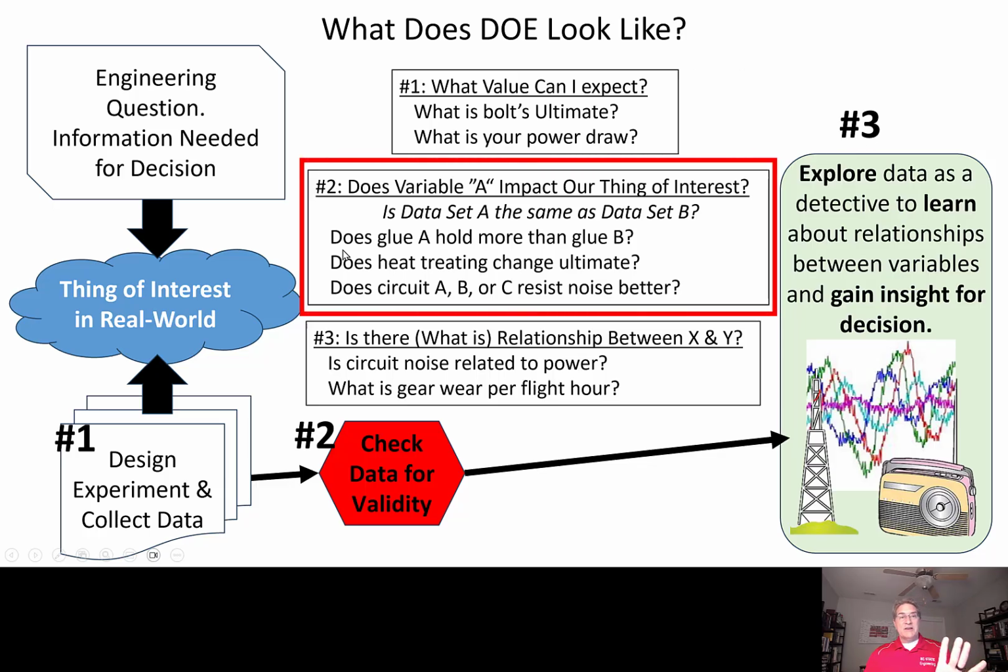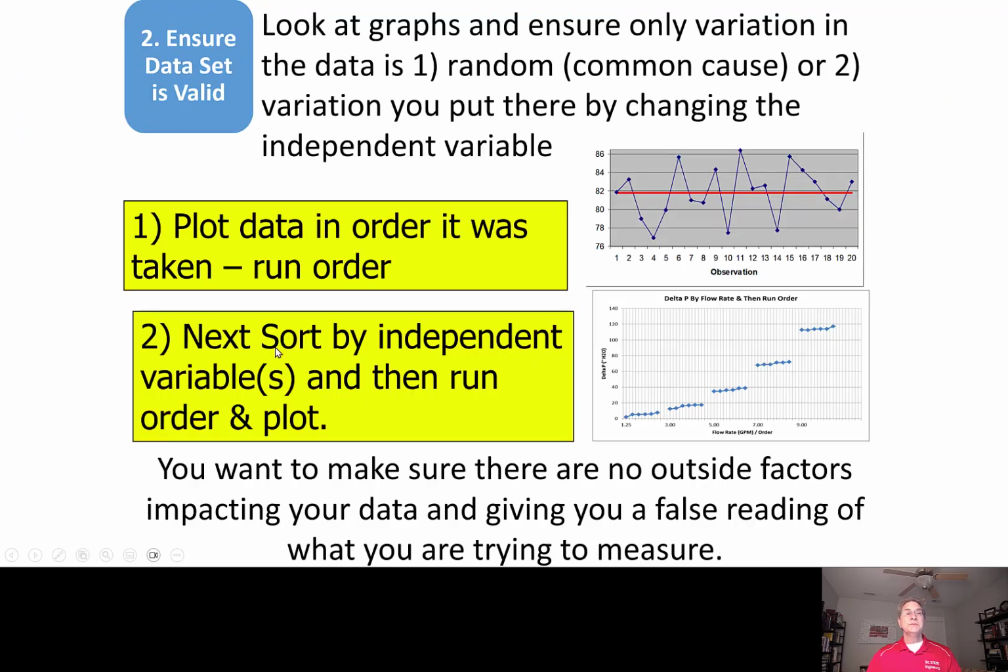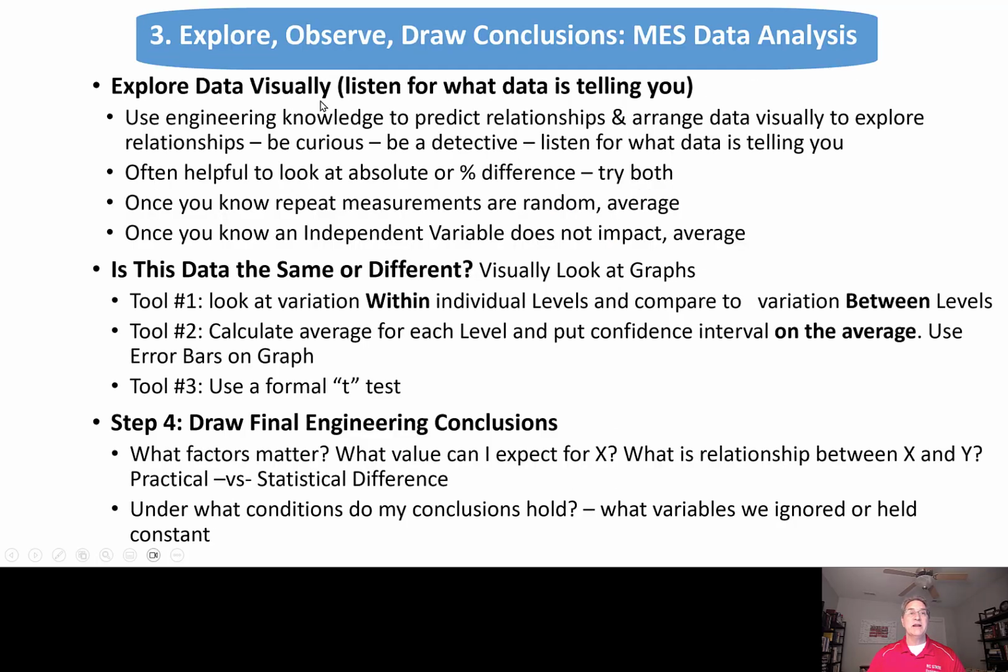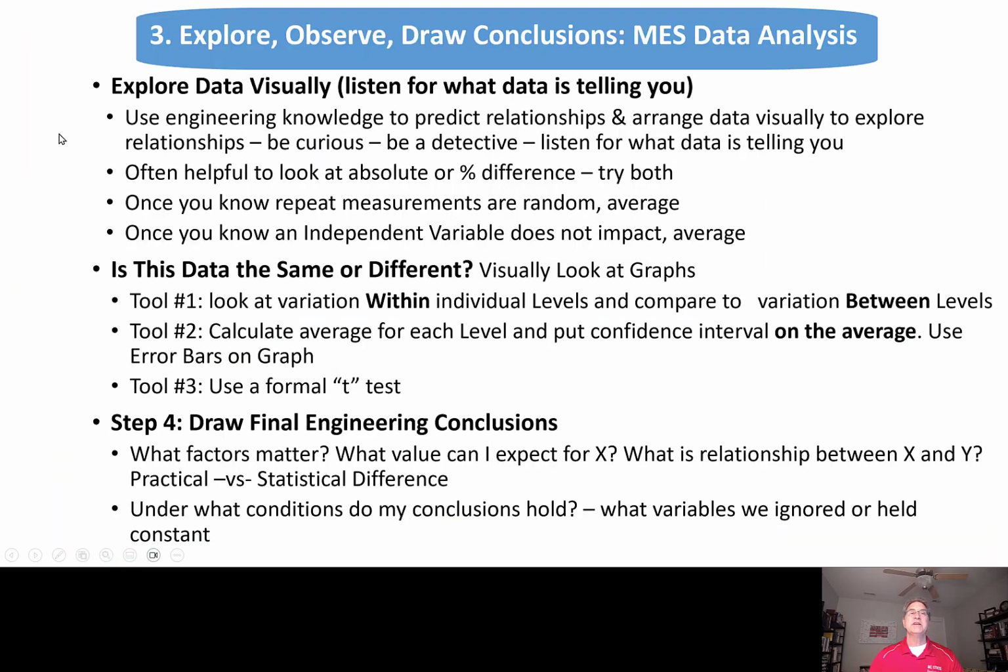In step number one, you've got this sheet right here to guide you through it, and the DOE guide. Step number two, we've seen in video number 8, where you're going to plot the data in run order. You're going to sort it and look for any non-randomness happening before you use the data. And then step number 3 is really what we're bringing in right now. So I first want to hit just the highlight of what we're going to do.